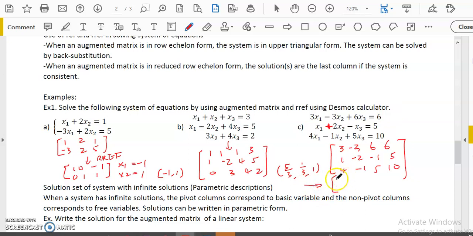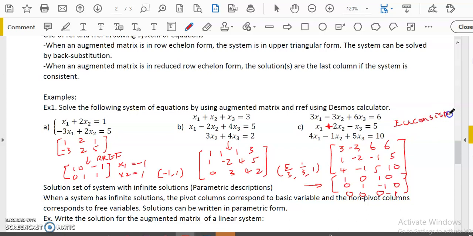So I'm going to go back to here, and I would say this becomes RREF, which becomes 1 0 1, 0 0 1 -1 0, and 0 0 0 1. Remember the theorem that says if you have a pivot column in the rightmost column which is non-zero, then this is inconsistent.